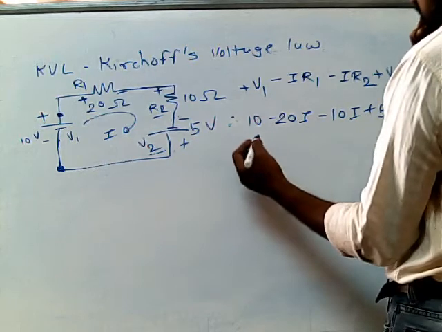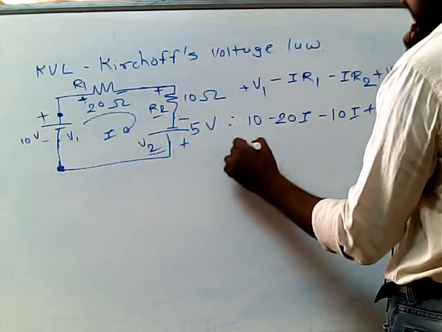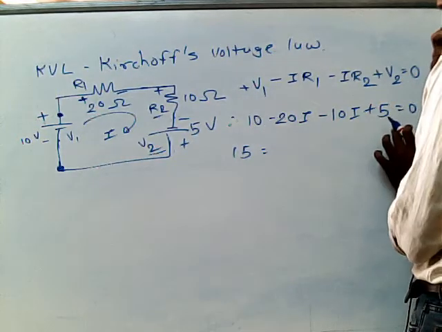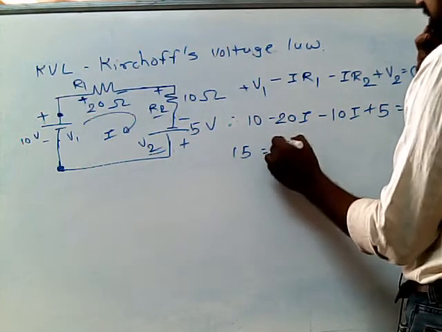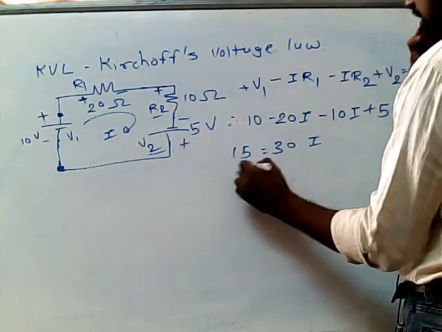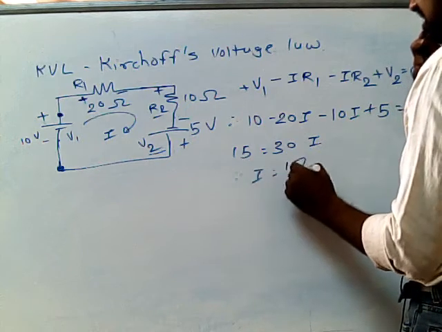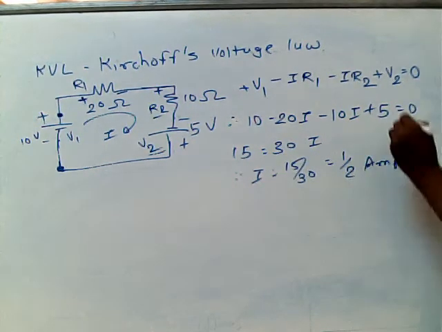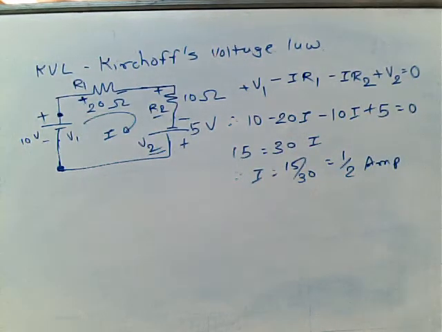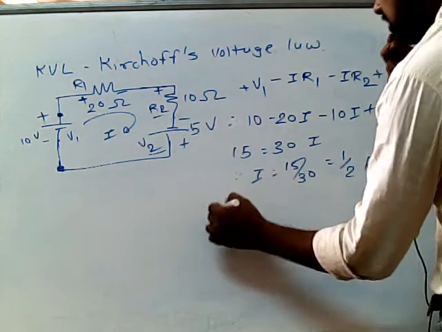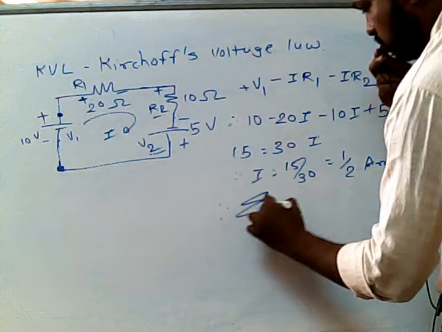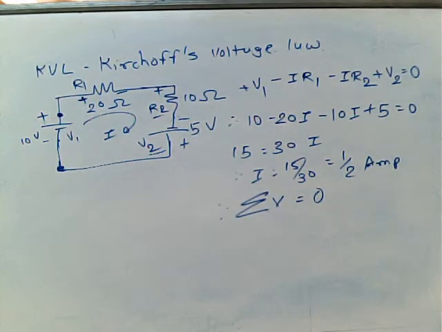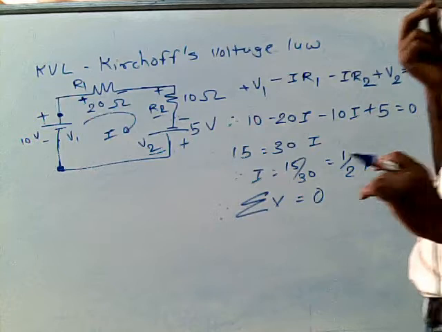Simply we can say that 15 is equal to, this minus term will go to this side, so that will become 30 into I. So I will be equal to nothing but 15 divided by 30, so 1 by 2 ampere. This is nothing but the KVL. We can write that the summation of voltages in any closed loop will always be equal to 0. This is KVL.